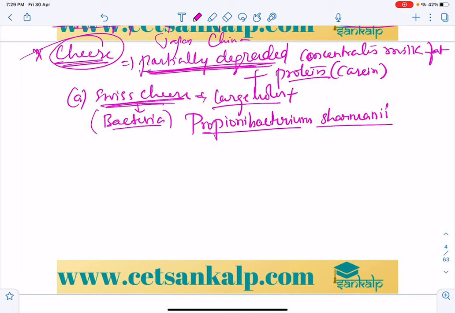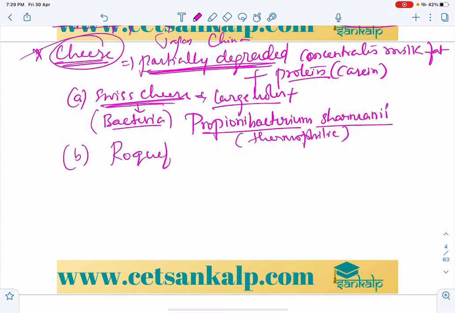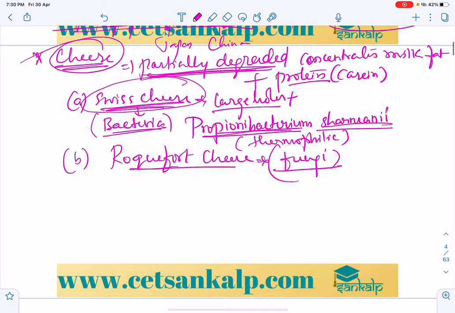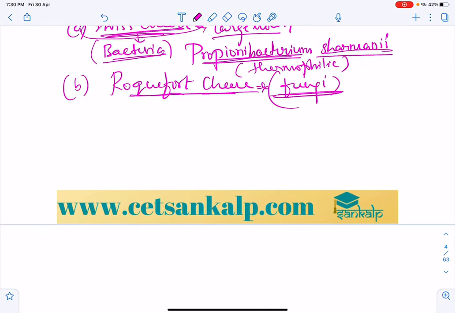This is actually a thermophilic bacterium, which survives in high temperature. And one more is Roquefort cheese, which is obtained using fungi. Directly they may ask, using which microbe: bacteria, that is Swiss cheese, Propionibacterium shermani, and Roquefort cheese, which is obtained using fungi, that is Penicillium roqueforti.